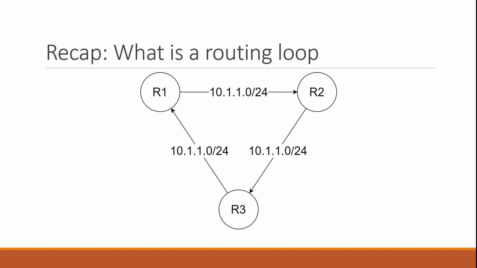Further, R1 will advertise to R3 that it can reach the network via R2, who will re-advertise it back to R2, and you get the idea.